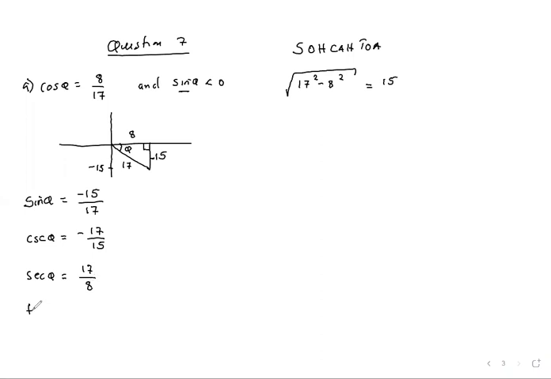Then you can go to tan. Since tan is opposite over adjacent, we'll have negative 15/8. And then we'll go to cot. Cot is just switching this one. So this was A.